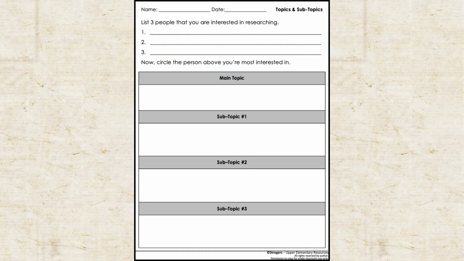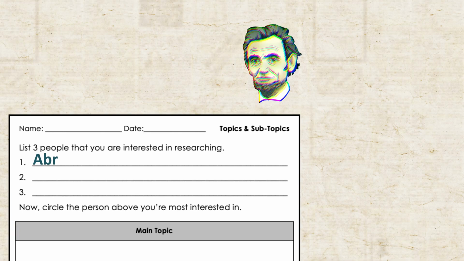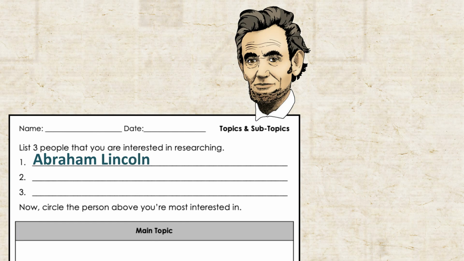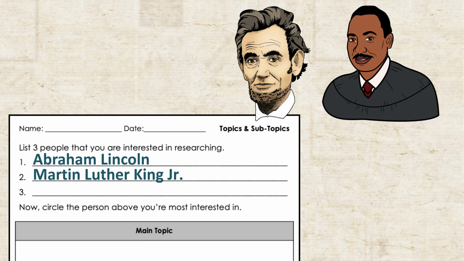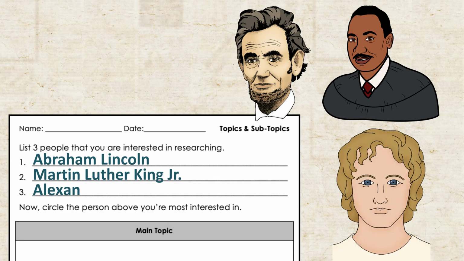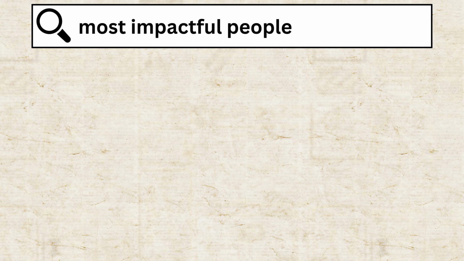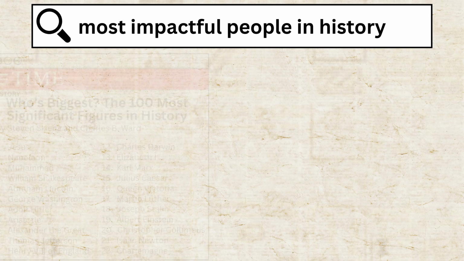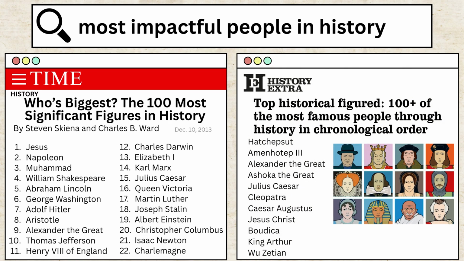Your first task is to make a list of 3 people that you're interested in learning about. It's best if you choose a person that you do not already know a lot about. If you're having trouble deciding on who to write about, try reading through online lists related to the most impactful people in history. Here's 2 lists that I found through a quick search.